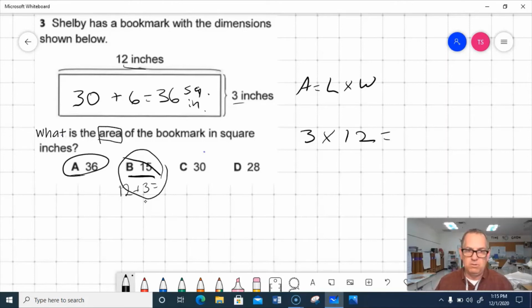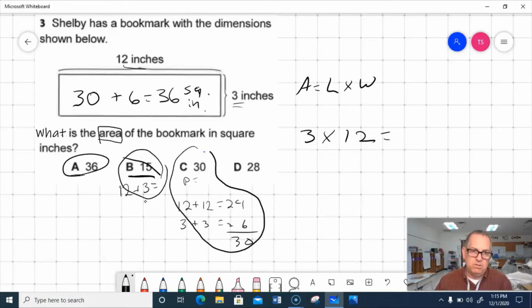Okay, answer choice C right here. Answer choice C could possibly be if they tried to calculate the perimeter. So to calculate perimeter, we add all sides. So that'd be 12 plus 12, which equals 24. And then 3 plus 3 equals 6. And then 6 plus 24 is 30. So that's probably how they got answer choice C.